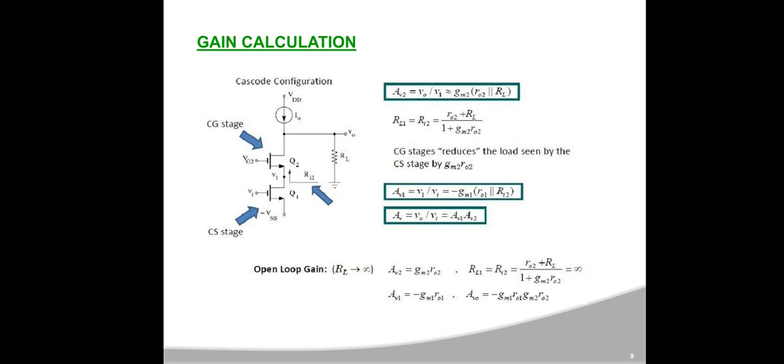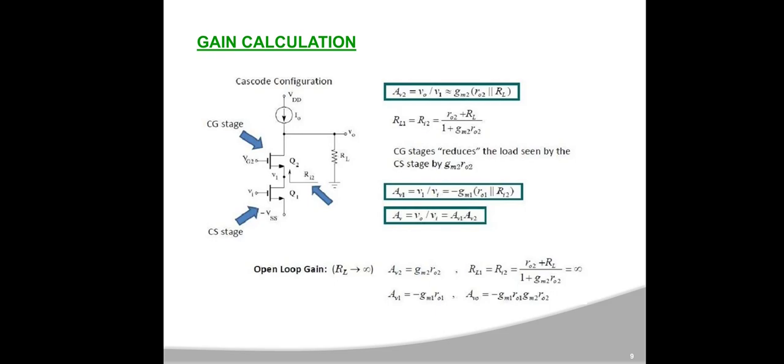Gain calculation of the cascade amplifier. The given circuit has two stages, a common gate stage and a common source stage, where common gate is taken as the second and common source as the first. The gain of the common gate stage is the output voltage by the input voltage, given as gm2 into (ro2 parallel to RL), and RL1 equals (ro2 plus RL) divided by (1 plus gm2 ro2). The CG stage reduces the load seen by the common source stage by gm2 ro2.